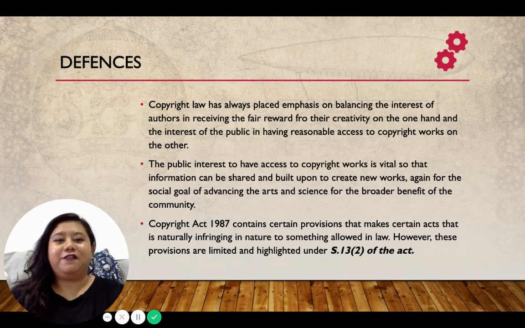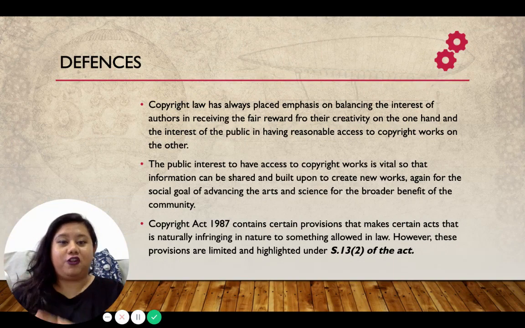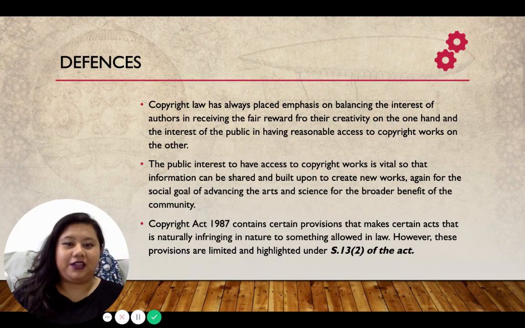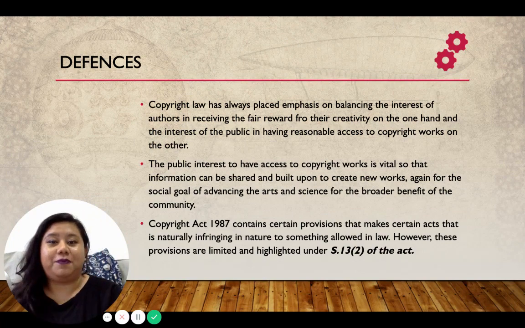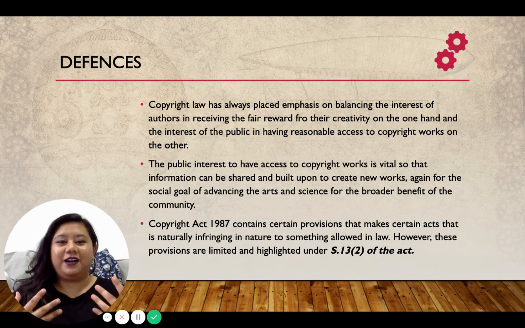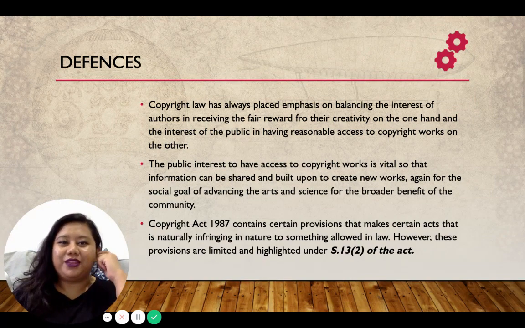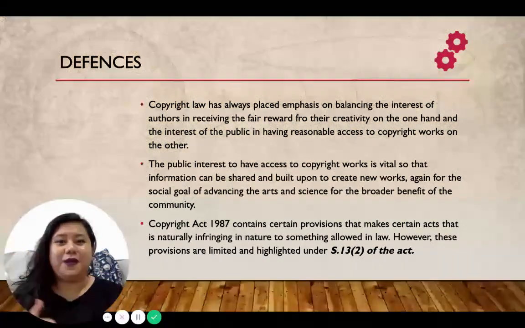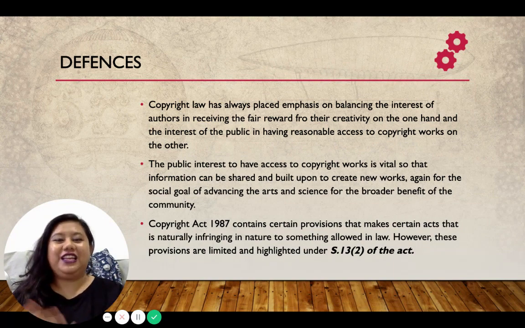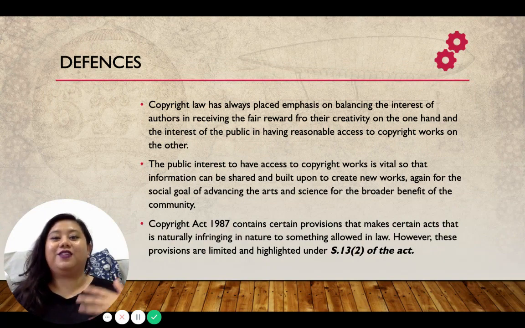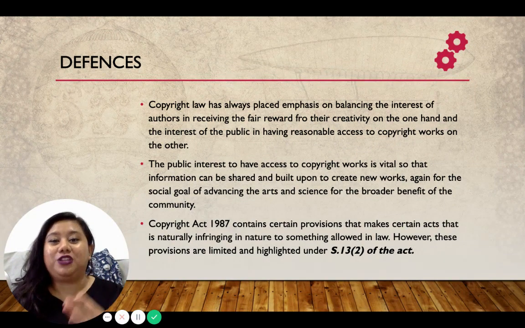Copyright law has always placed emphasis on balancing the interests of authors in receiving their economic reward, but also the interest of the public in having reasonable access to the copyrighted work. The public interest in having access to a copyrighted work is vital for knowledge to evolve, be it arts or science. So in order to give this kind of balance, we have to protect certain actions, especially in the name of public interest. Therefore, there are things done by the public that are naturally infringing, but the court protects them in the name of public interest. So what are those defenses that you can use?